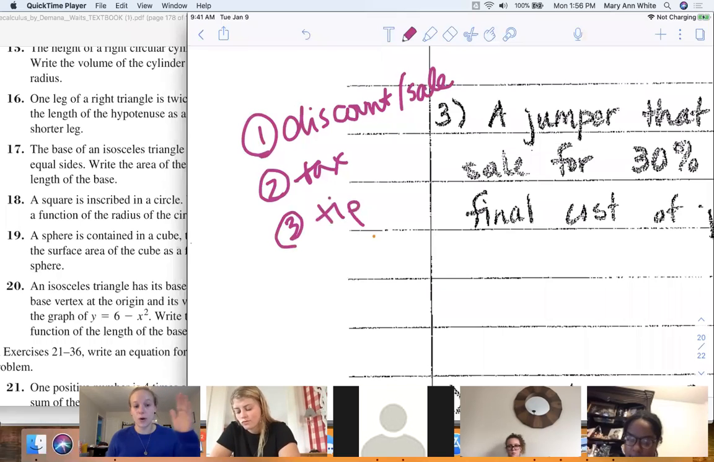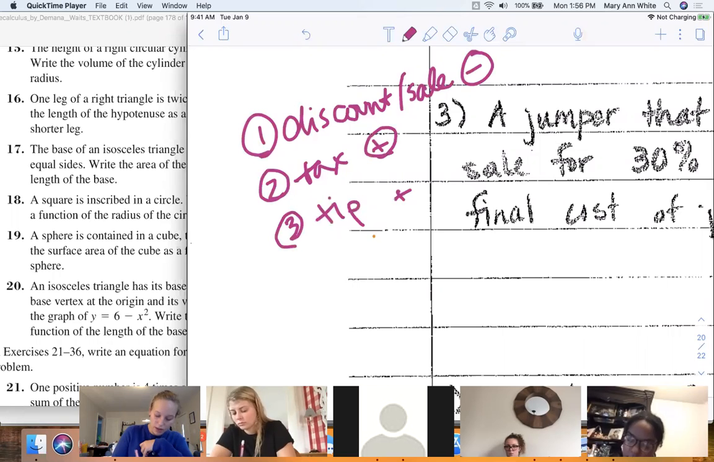So think about this is the order in which we do things. Sale or discount, then the tax, and then the tip. The sale or discount's a negative thing. You're taking things off, you're paying a little bit less, but tip and tax, you're adding to your bill. So think about whether you're minusing or adding as we go.